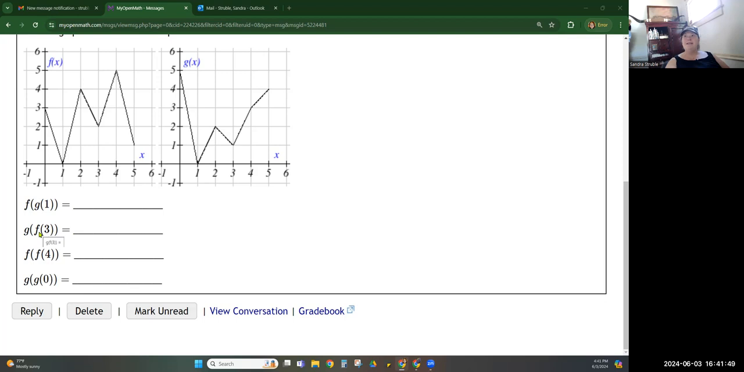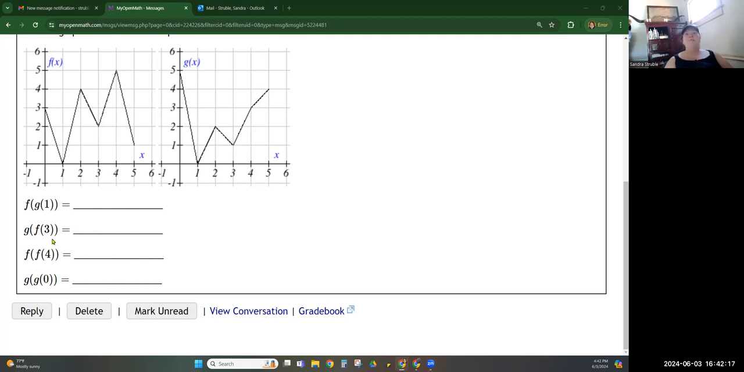Okay, let's look at the next one. The next one is G of F of 3. And so again, we start with the inner one, F of 3. What is F when X is 3? So we have to start with our F function, see where X is 3 right here. What is F? Well, F is 2. So F of 3 is 2. You'd plug in 2 right here where F of 3 is. So now we'll have G of 2.